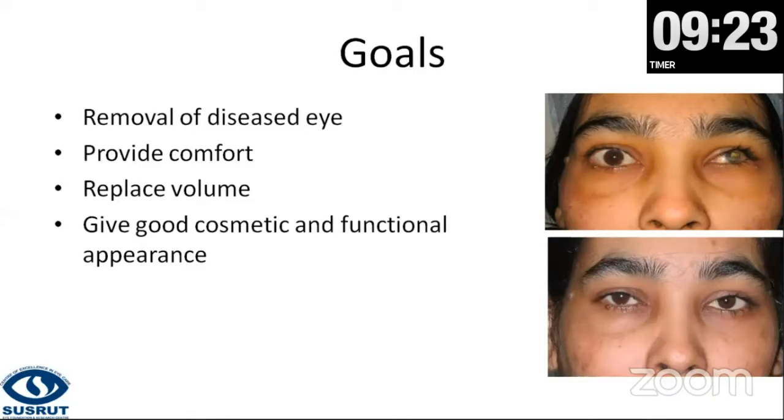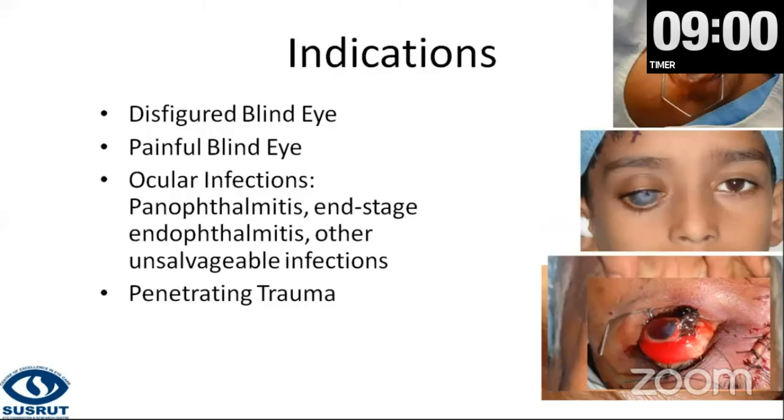So where would you do an evisceration? The basic purpose is to remove a diseased eye and provide comfort to the patient. But at the same time, it's also important that you restore the appearance of the patient. So you need to replace volume and give a good cosmetic and functional appearance once the process of fitting is done. So you need to prepare the groundwork for a good cosmetic outcome.